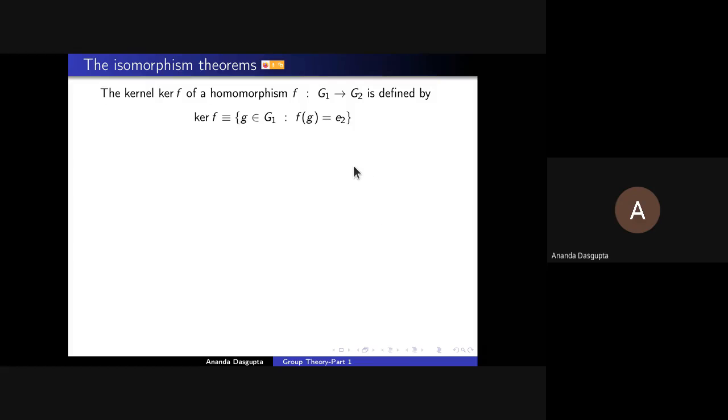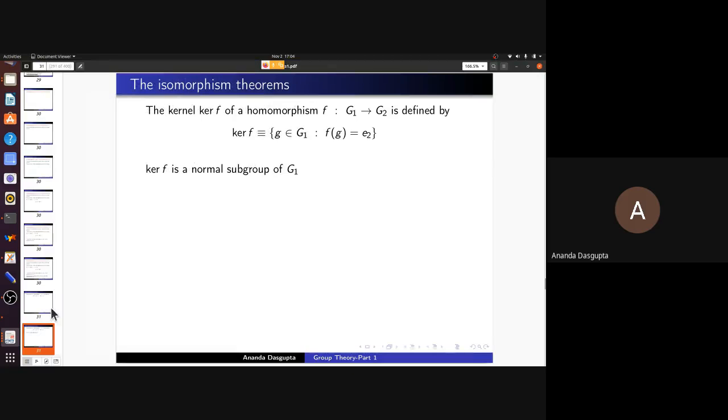Now, the theorems that are important is, one, this is not really one of those isomorphism theorems, but it's a very standard result to prove that the kernel of f is a normal subgroup of G1. Okay, let me just show you the proof of this, because the proof illustrates the kind of techniques that we need to use.